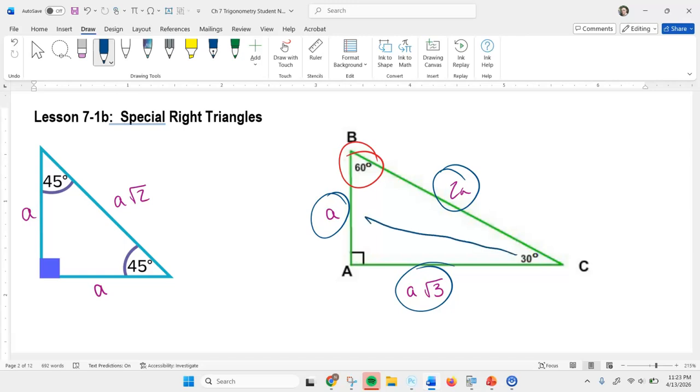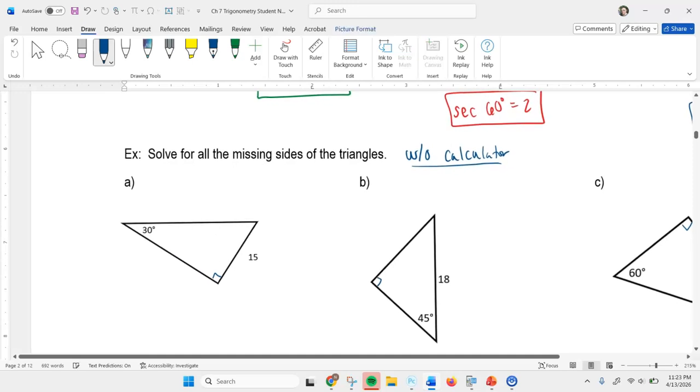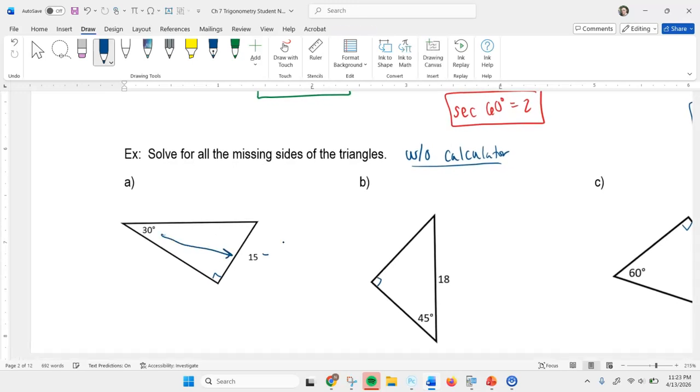So again, A is across from the side that's 30 degrees. So look at the triangle that we're dealing with. This side, it's across the angle that's 30 degrees, so that is A. A is 15. So remember the relationship here. So remember the hypotenuse is 2a. Well, 2 times 15 is 30. So the hypotenuse would have a length 30.